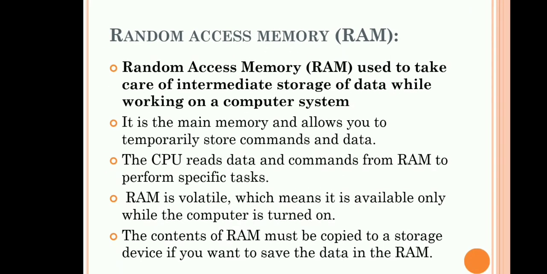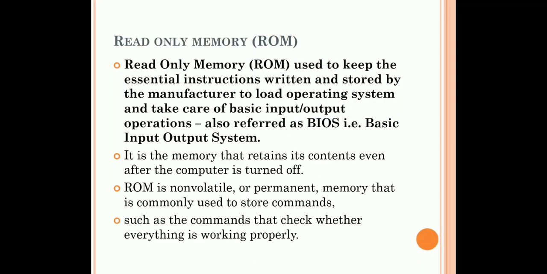Let's start with the random access memory, which is RAM. It is used to take care of intermediate storage of data while working on a computer system. It is the main memory and allows you to temporarily store data and commands. The CPU reads the data and commands from the RAM to perform a specific task. RAM is volatile, which means it is available only while the computer is turned on. The contents of the RAM must be copied to a storage device if you want to save the data in the RAM.